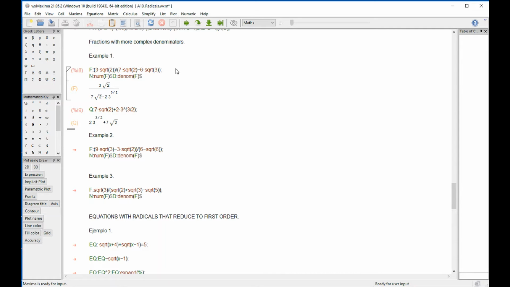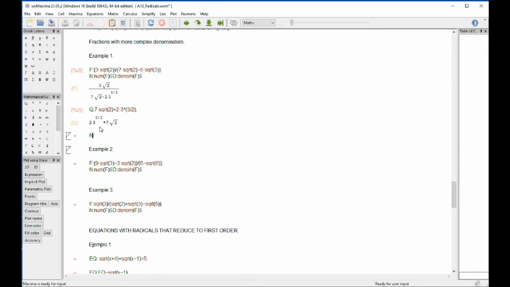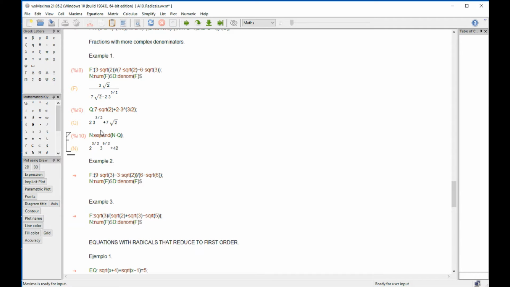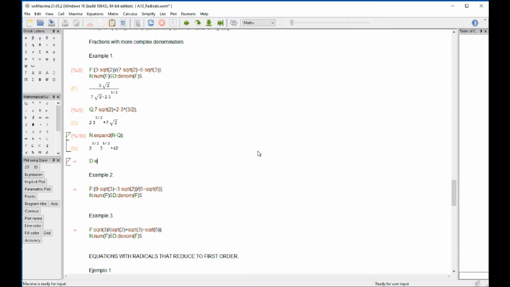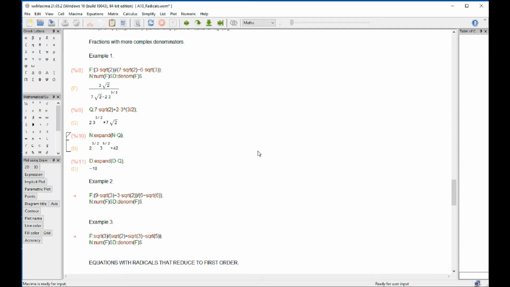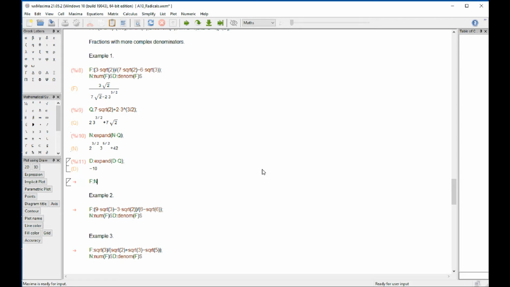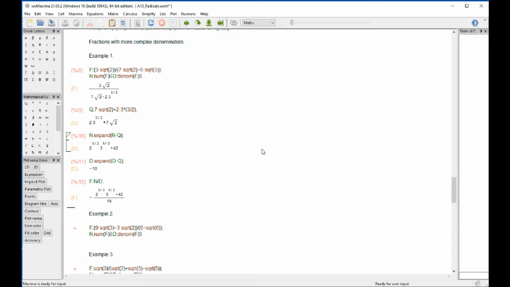So that would be 7 square root of 2 plus 2 times 3 to the 1/2. My new numerator is going to be the previous numerator multiplied by that quantity q gives me this result. And the new denominator will be the old denominator multiplied by the quantity q. And so with that, if I put together my fraction as the new numerator divided by the new denominator, I get this result. There are square roots in the numerator, but the denominator is totally simplified.